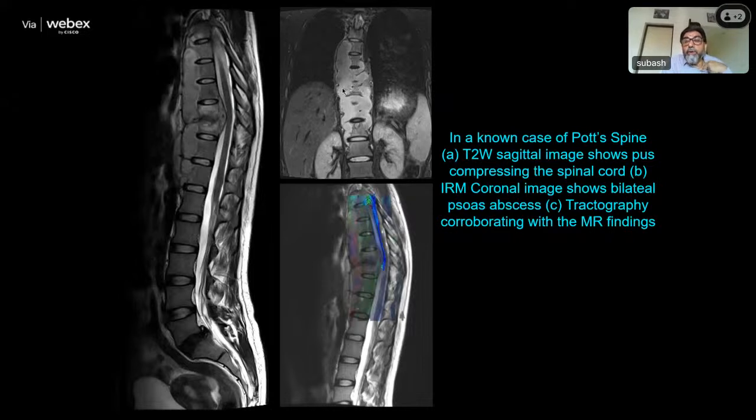And it is because of this compression and damage. There's a lot of abscess in the spinal cord area. You see bright fluid accumulated on both sides of the spinal cord.